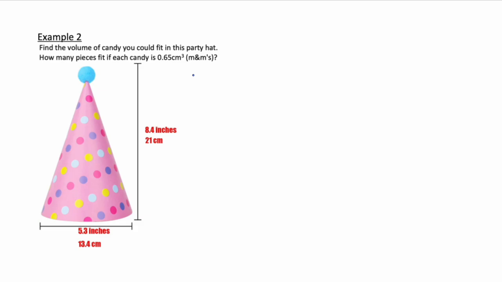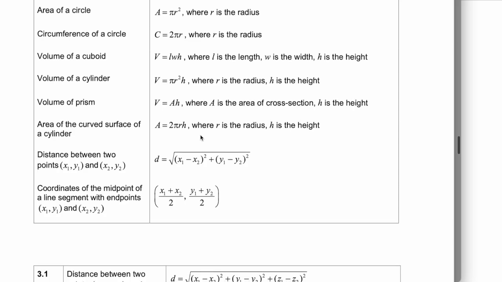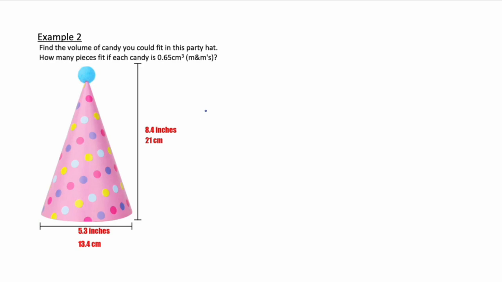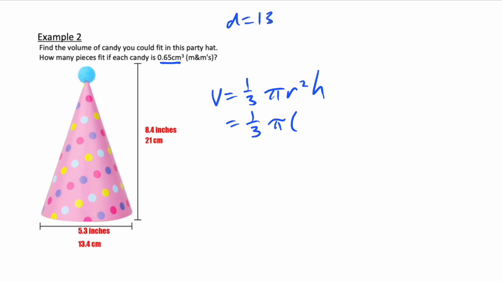we've got a party hat, how much candy can fit in it. Well, this is a cone shape. The cone formula is on the next page. It's 1/3 pi r squared h. So volume equals 1/3 pi r squared h. We've got inches and centimeters here, but let's use centimeters because this is also given in centimeters. 1/3 times pi, the diameter is 13.4, so the radius is 13.4 divided by 2, which is 6.7. So we're going to use 6.7 squared times the height, which is 21.